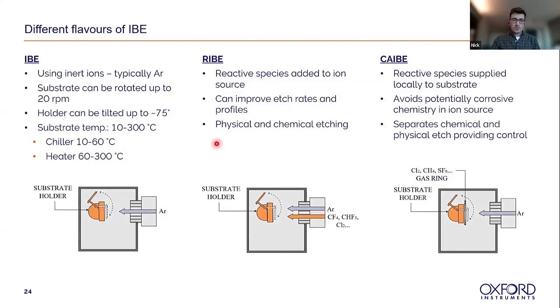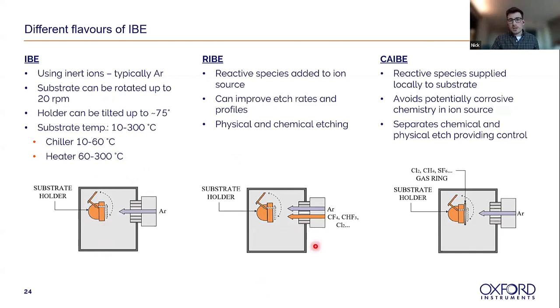As I mentioned at the beginning, there are a few different types of ion beam etching. There's the vanilla version, which is just basic, typically using argon ions, these inert argon ions. As I mentioned, we can rotate the substrate up to about 20 RPM, and we're also able to tilt the substrate as well. So that's a very basic flavor of ion beam etching.